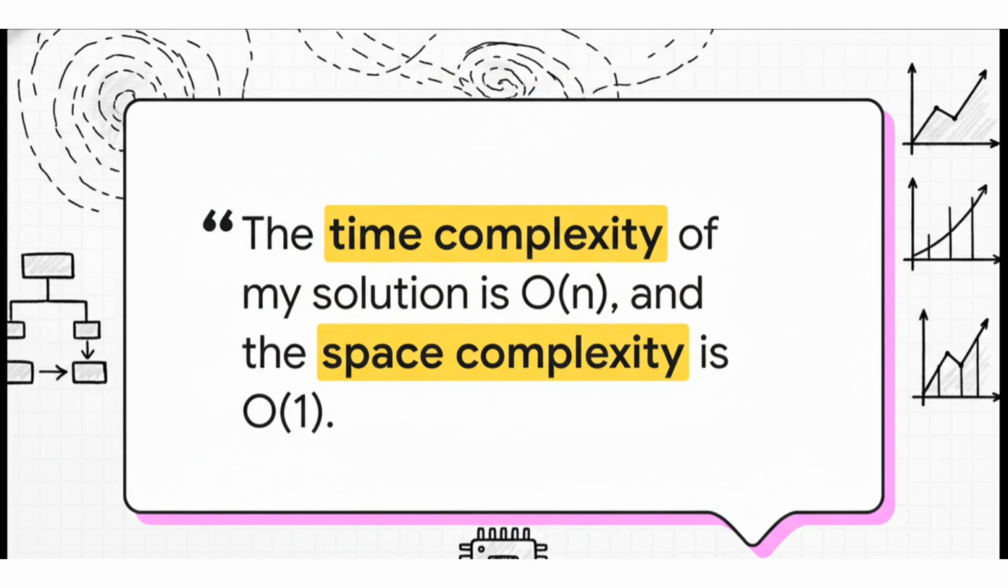Now that is a professional answer. See the difference? That single sentence proves you have a much deeper understanding of the fundamentals. It tells the interviewer that you're not just throwing code at a wall to see what sticks, you're actually engineering a solution with performance in mind.